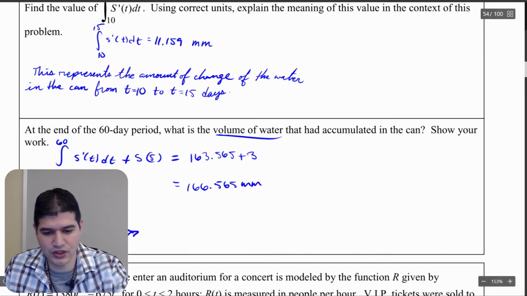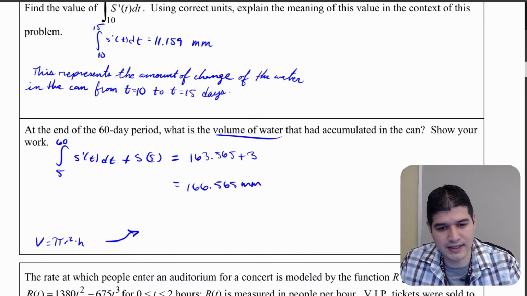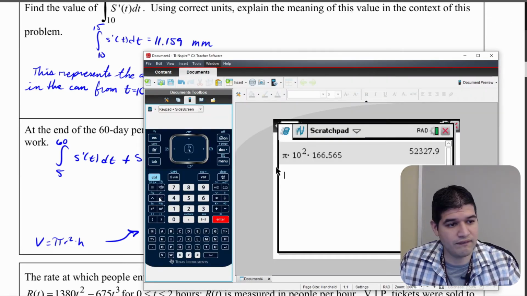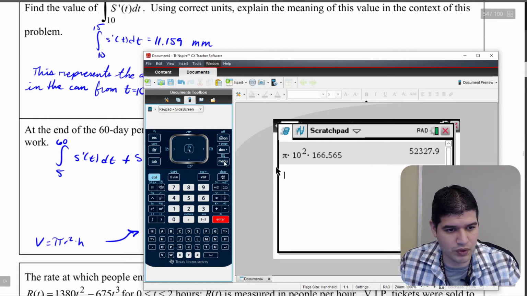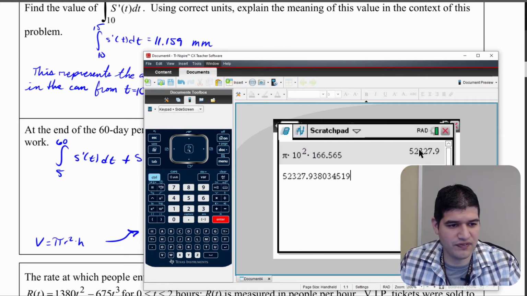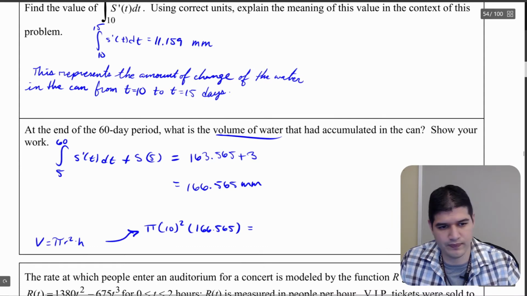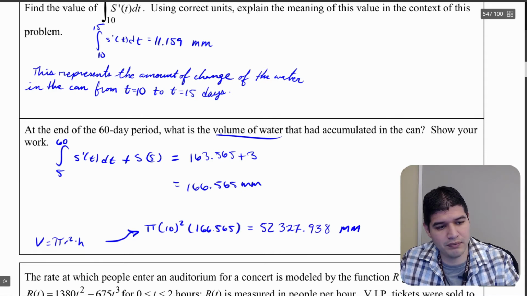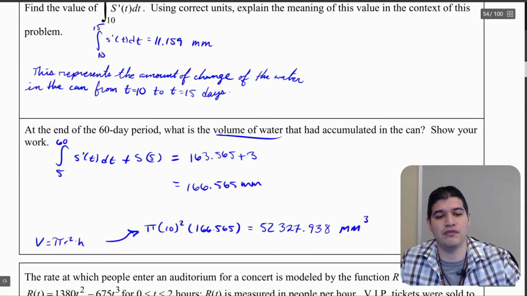So now let's actually calculate our volume. When I actually calculate the volume here, this is going to be pi times 10 squared, which is 100, times 166.565. So let's put that into your calculators, and I get 52,327.9. Let's actually go more decimal places. And I got 52,327.938. And just keep in mind that this is going to be cubic millimeters because we just found volume.